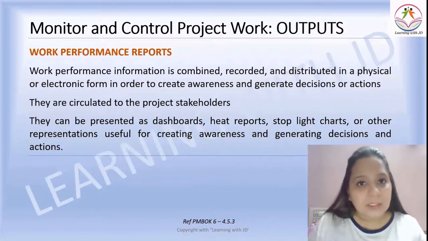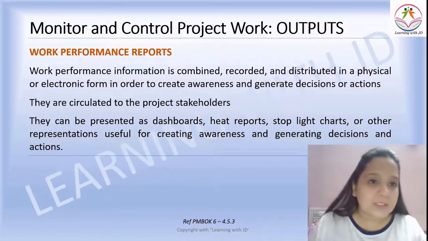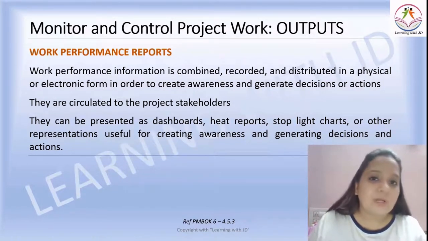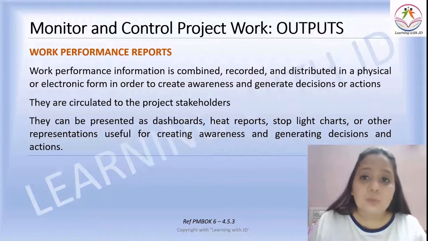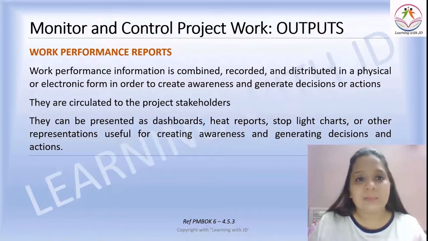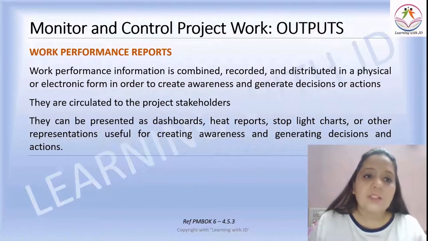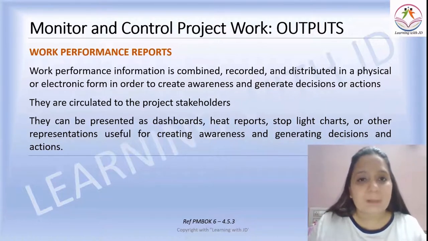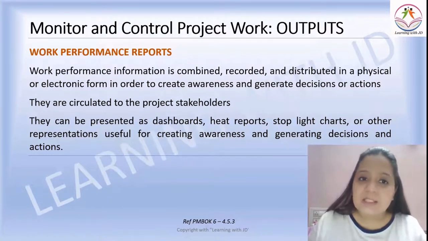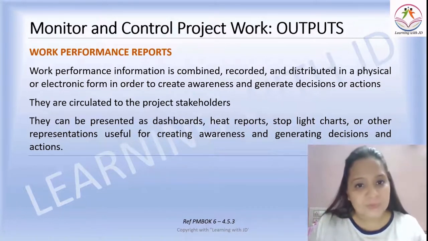Now, once you monitor and control your project work, you know that there is a deviation. You try to find out what is the earned value. You try to find out what is the trend. The output is the third element that I was talking about, the work performance report. Now, work performance information is combined, recorded and distributed in a physical or an electronic format. This data is often recorded and combined for future purposes.